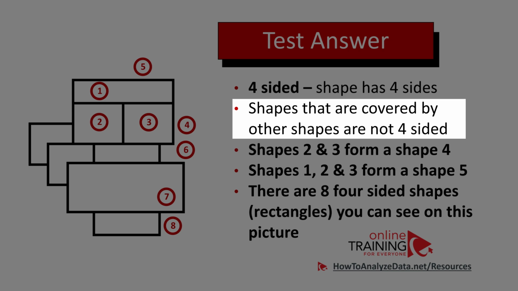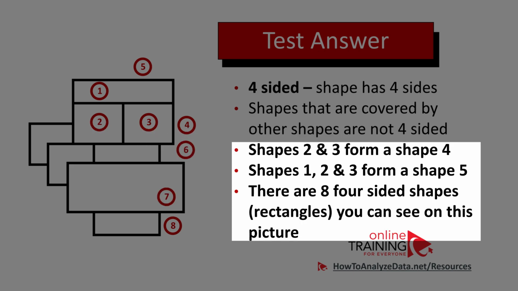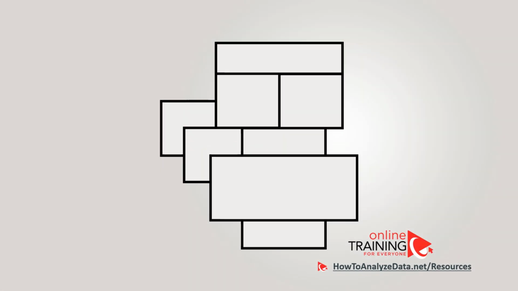For example, we have something that mimics square here, but because it's covered by another square, it is not 4-sided. Actually, it has 5 sides. The key to answering this question is to make sure that you didn't miss any shapes. In fact, it's so easy to miss because some shapes are inside of the other. Let me show you all 8 shapes here on this picture.